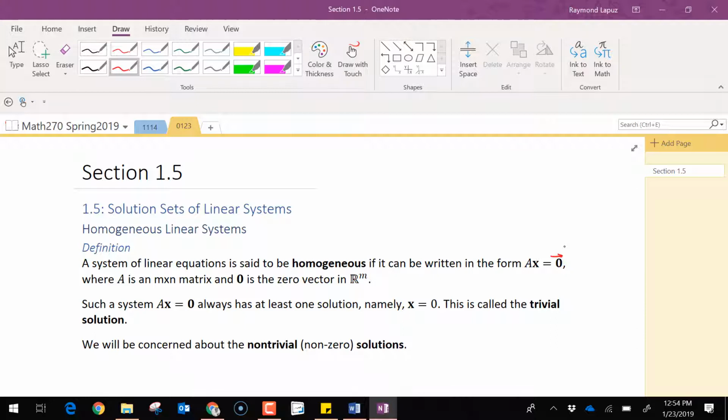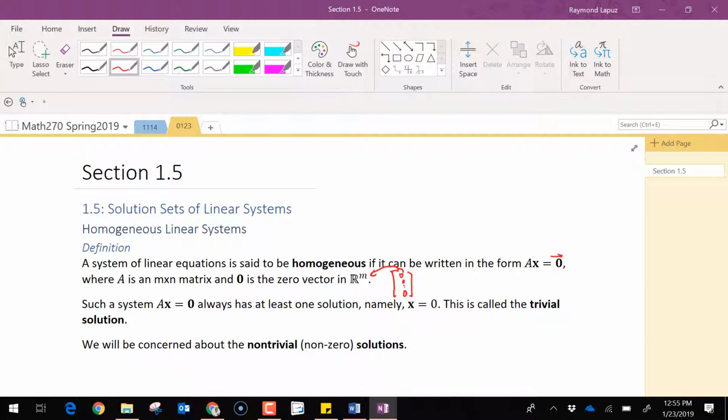So the 0 vector in R^m, as you would probably guess, would be a vector of zeros, with however many entries the dimension is. If it's R^2, then the 0 vector would be (0, 0). If it's R^3, it'd be (0, 0, 0), etc. So a system Ax equals 0 always has at least one solution. It's guaranteed to have the 0 vector as a solution.